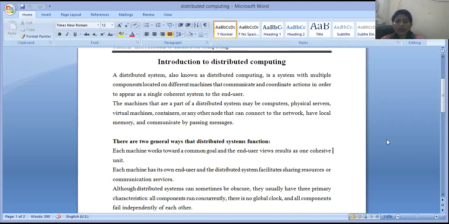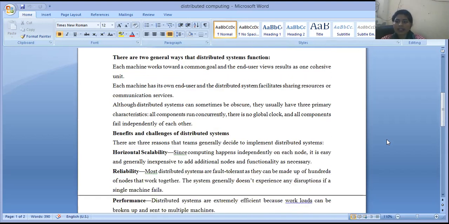There are two types of distributed system functions. The distributed system is well known to you: in a network you can place multiple nodes, systems or servers, and all the servers are coherent to each other and work on the same things at the same time, and the same thing appears to the user.